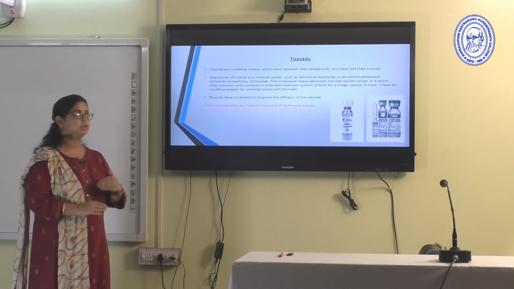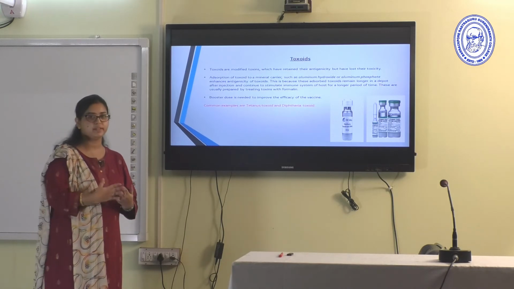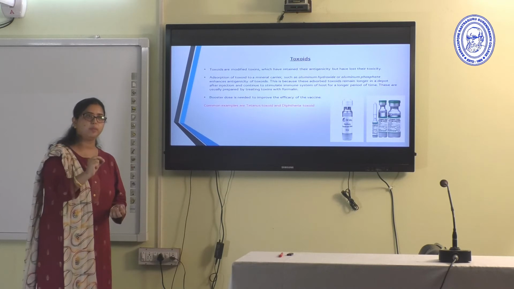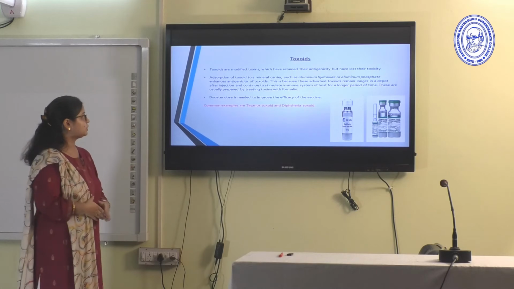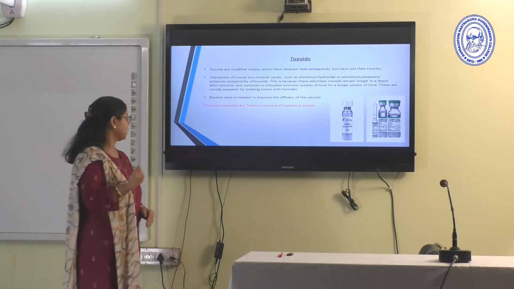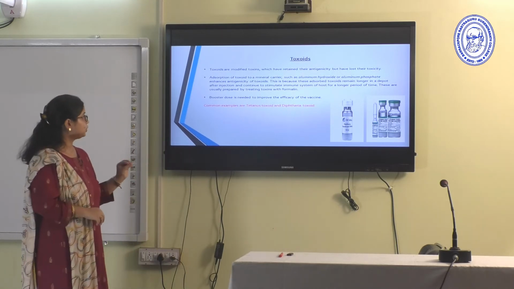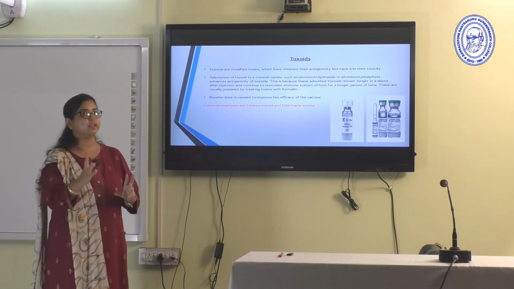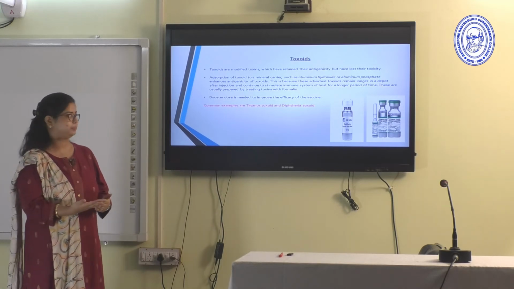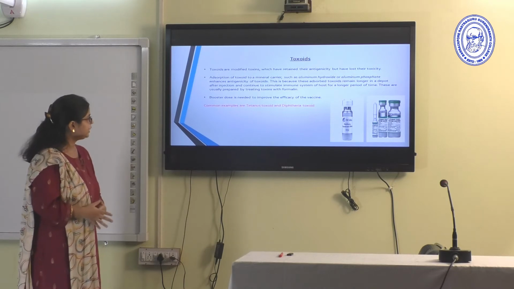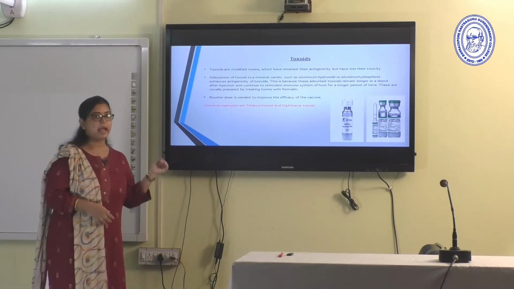If we administer a toxoid, it will not regain its property or cause the disease, but it will just remain in the body and the body will recognize it as a foreign material. So toxoids are modified toxins which have retained their antigenicity. Toxoids are generally given along with a mineral carrier, which will enhance their antigenicity in the host. Booster doses are needed to improve the efficacy of this vaccine. Very common examples are tetanus and diphtheria toxoid.